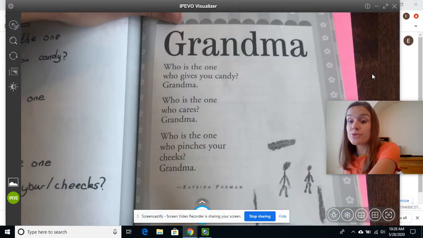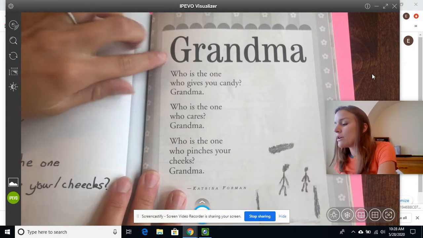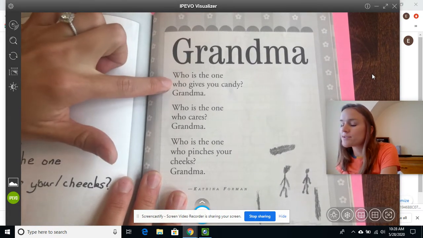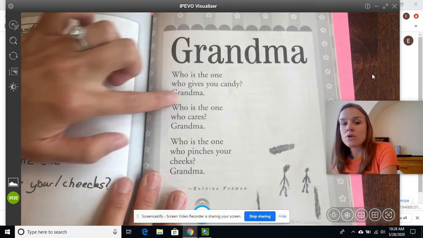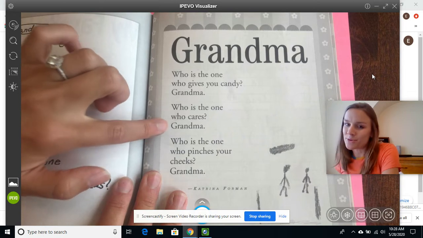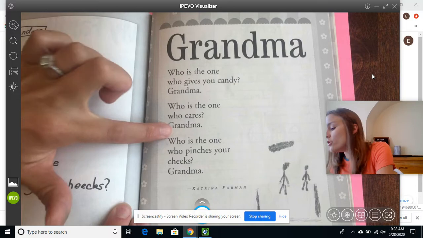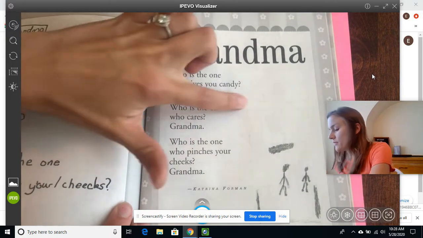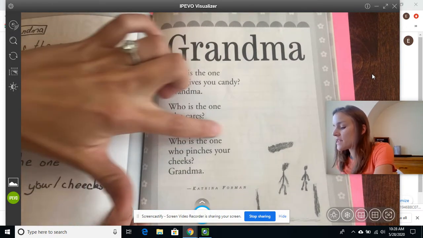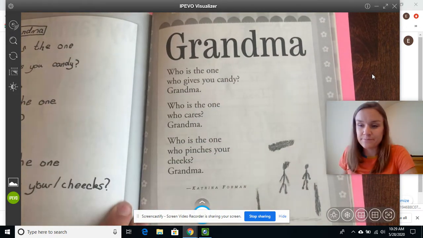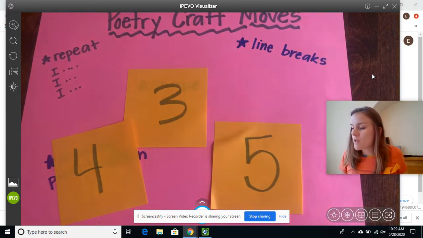This first grader uses repetition and also uses line breaks. Grandma, who is the one who gives you candy? Grandma. Notice this line break right here. Who is the one who cares? Grandma. Who is the one who pinches your cheek? Grandma. Notice how this person who's writing the poetry puts these line breaks in. It really helps with the poem. They also use repetition.